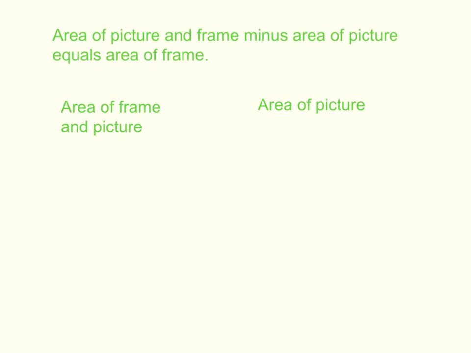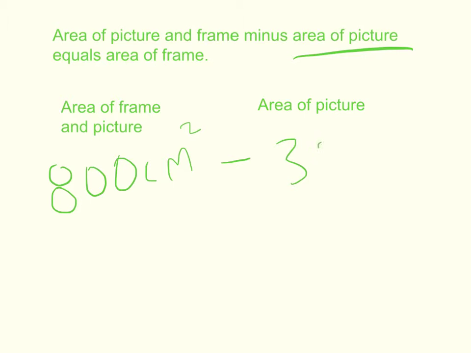So this brings us to the last step. To solve this, we're going to take the area of the picture frame minus the area of the picture, and that'll equal the frame by itself. The area of the frame and the picture together we calculated earlier to be 800 centimeters squared. And the area of the picture alone, I was thinking, was 384, if my memory is not mistaken.